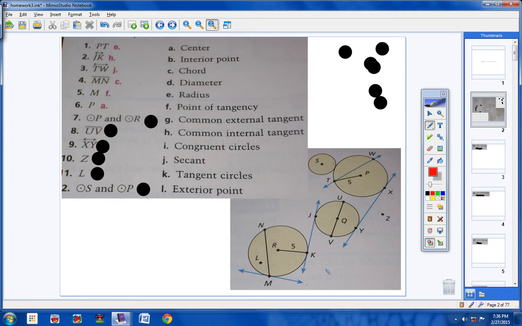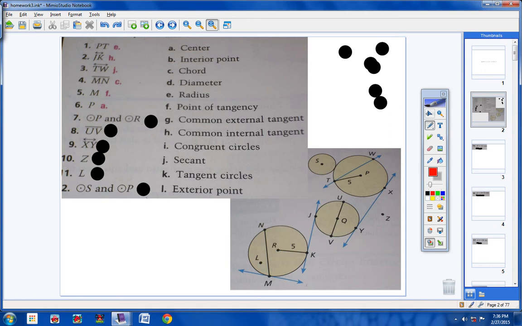So let's see what those would be. Oh, okay, look right here, guys. I have a radius of 5 for circle R and a radius of 5 for circle P. So two circles that have the same diameter or radius are said to be congruent circles. So letter I, congruent circles.